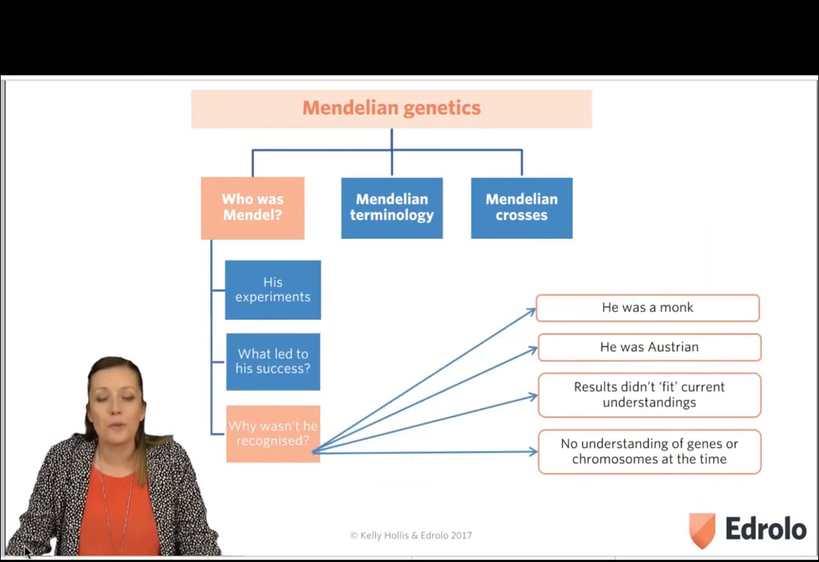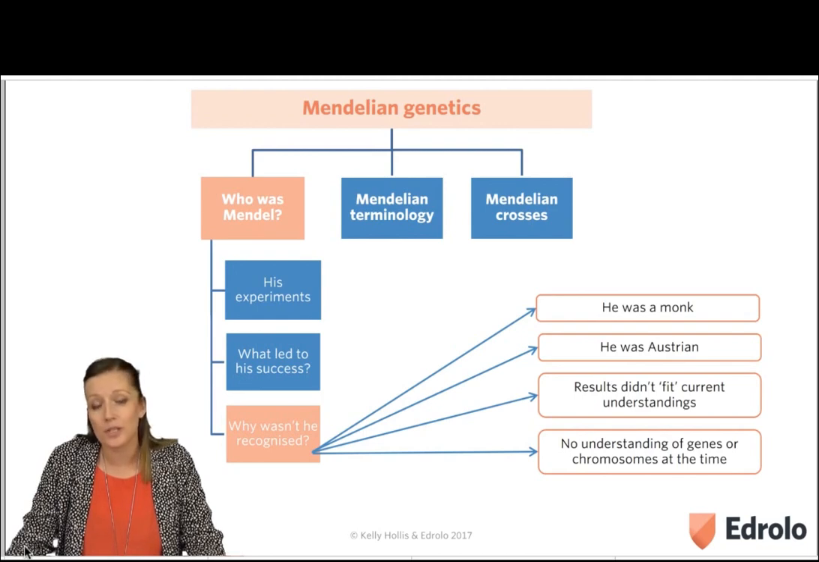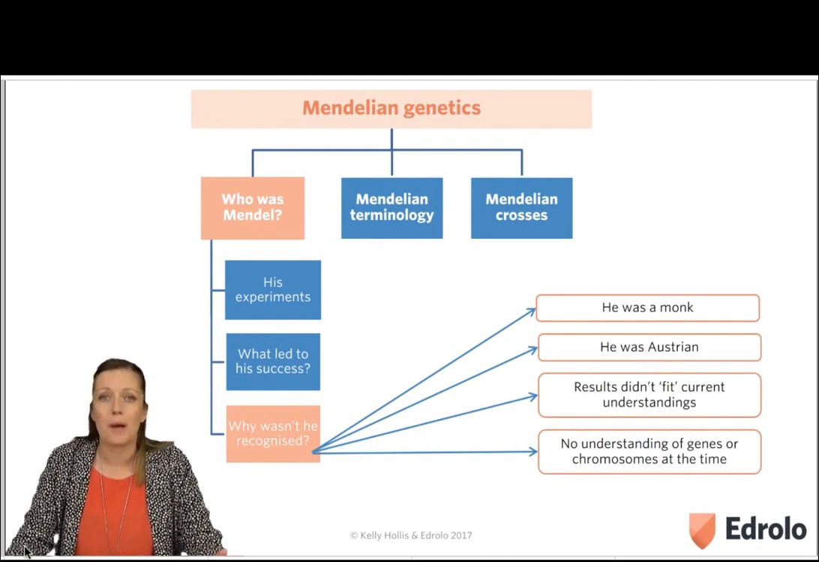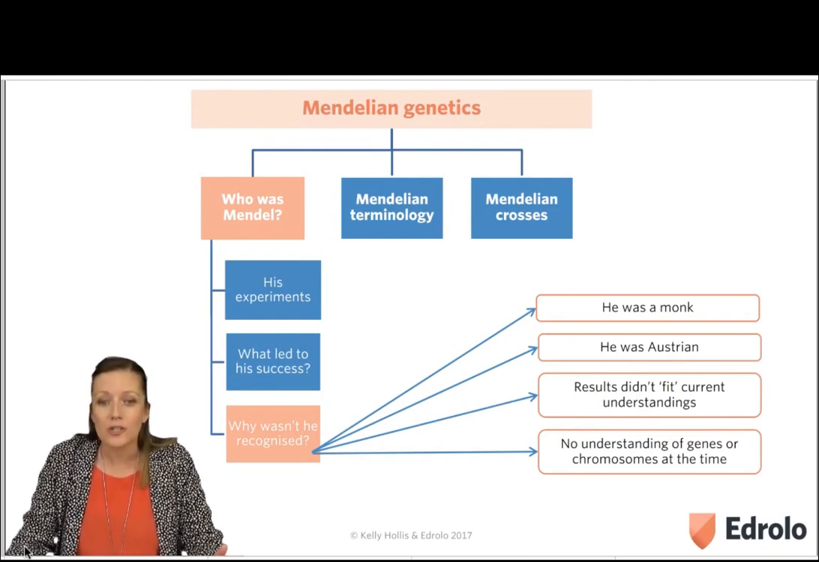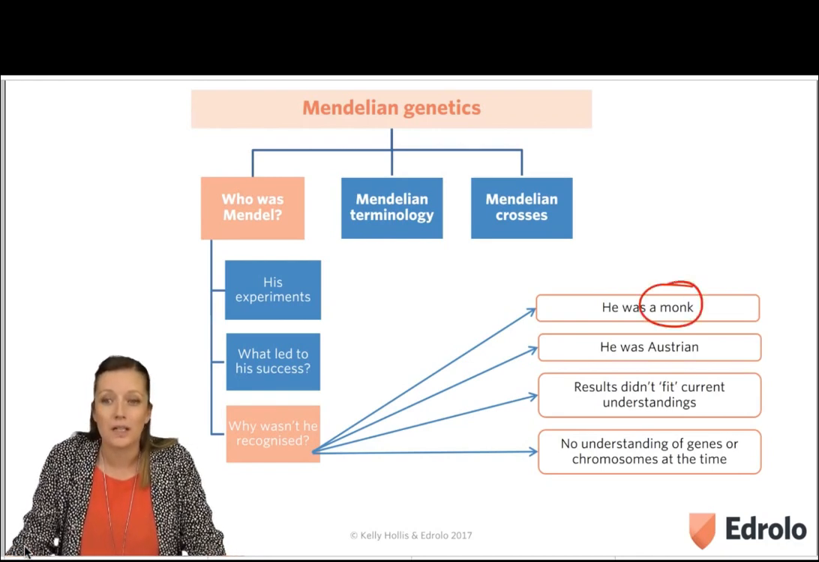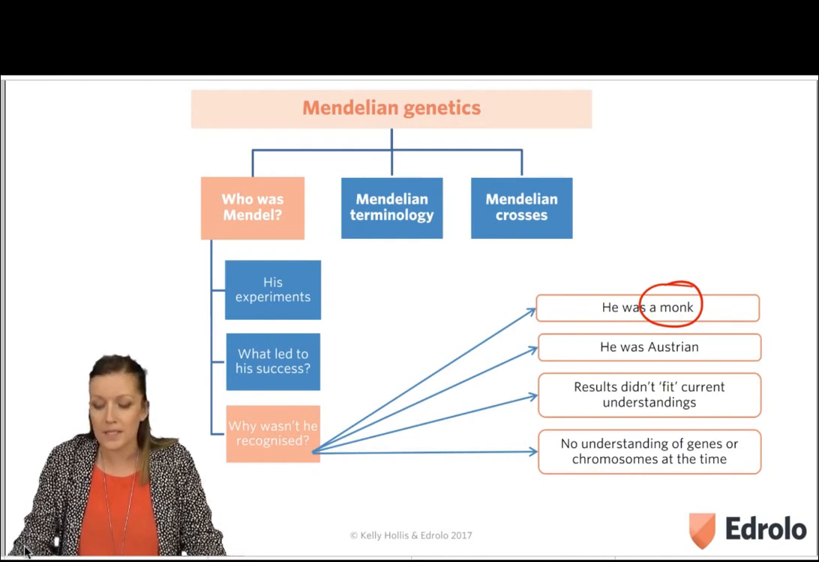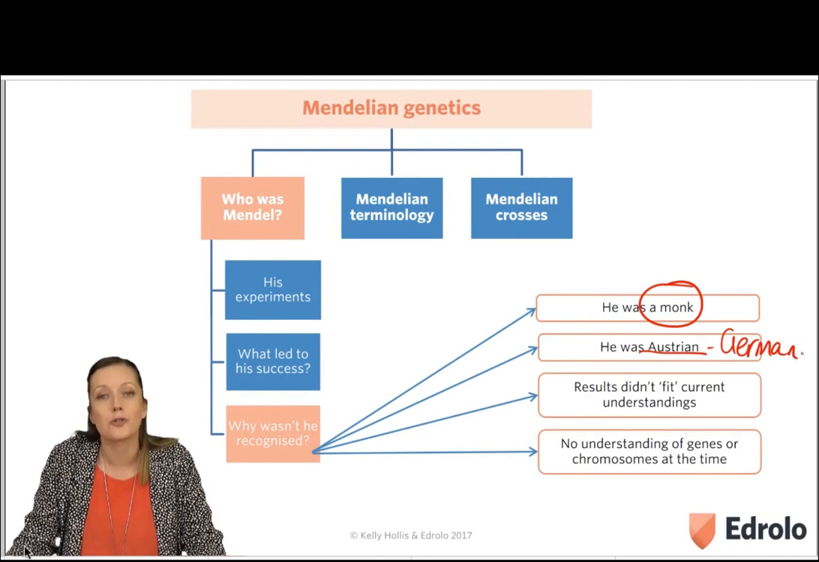Okay, so we've now had a look at how Mendel was successful with his experiments, but due to a number of different reasons, his work wasn't actually recognised for quite some time after he published his paper. So that was due to a number of different reasons. The first one was that he was a monk. So obviously, being within the religious sector, he wasn't really highly regarded by those in the scientific world. Secondly, he was Austrian, which meant that he spoke and wrote his papers in German.